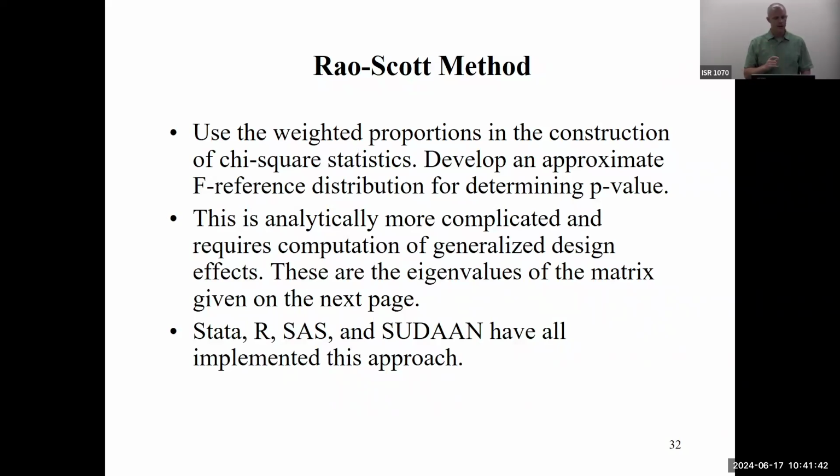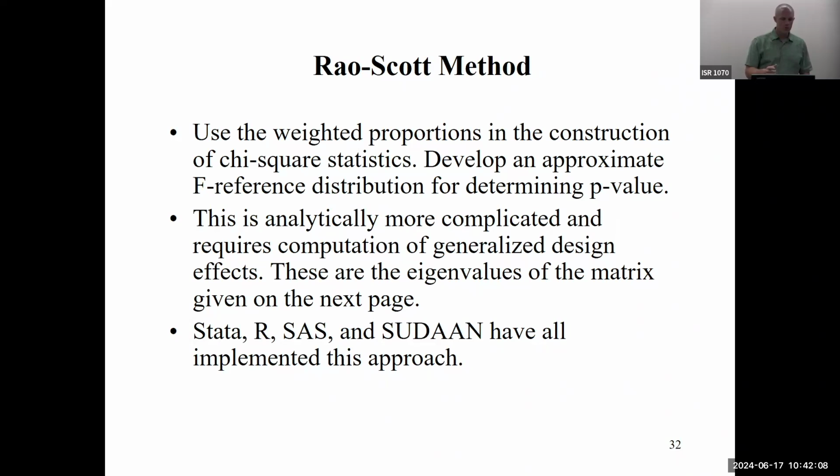So what Rao and Scott said, let's use the weighted proportions to form our overall chi-square. It makes sense, right? We want unbiased estimates of each of those proportions. But on top of that, they said, we believe the test statistic should follow an F distribution. And that F statistic is going to give you a more powerful test of that null hypothesis of independence. The question is, how do we get to that more powerful test statistic?